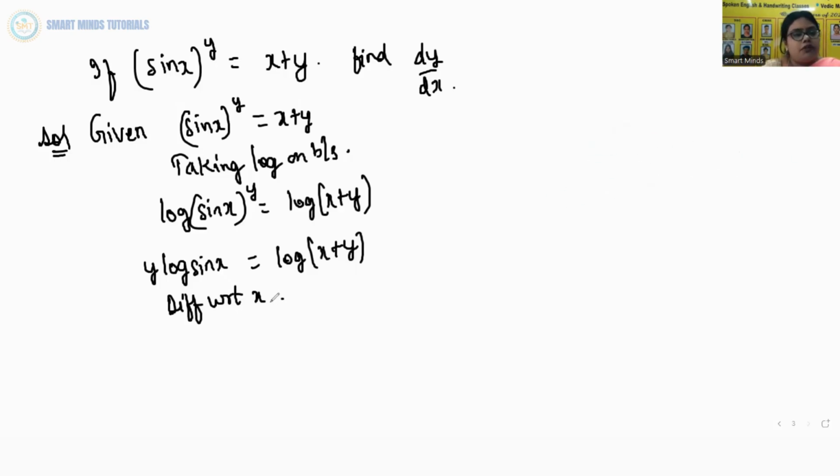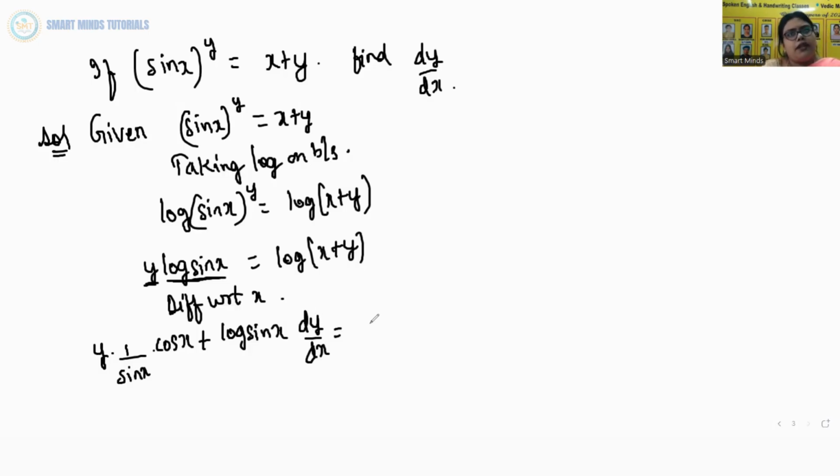So differentiating with respect to x. On the left hand side, y is one function, log sin x is another function. So we need to apply the UV rule. First function we write as it is, second function we differentiate. So the derivative of log sin x is 1 by sin x, and then again we differentiate sin x, that is cos x. Plus, now the second function we write as it is, the first function we differentiate.